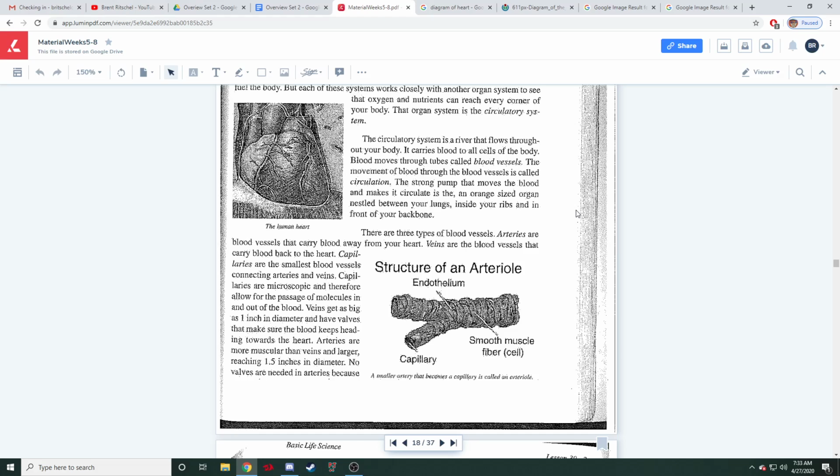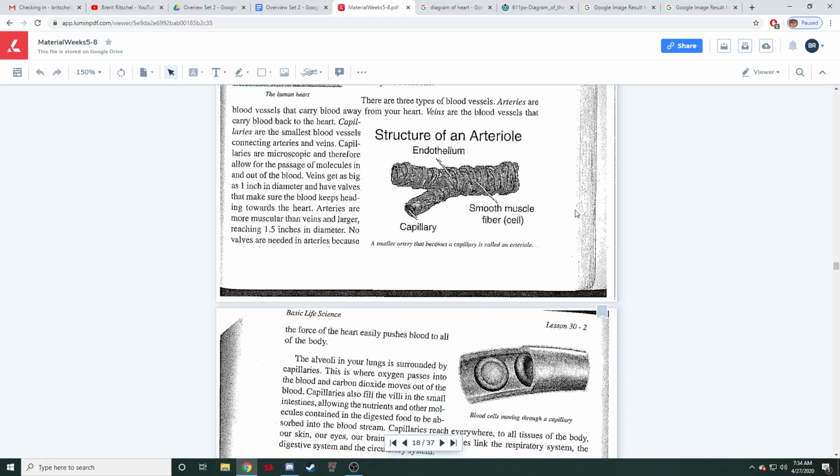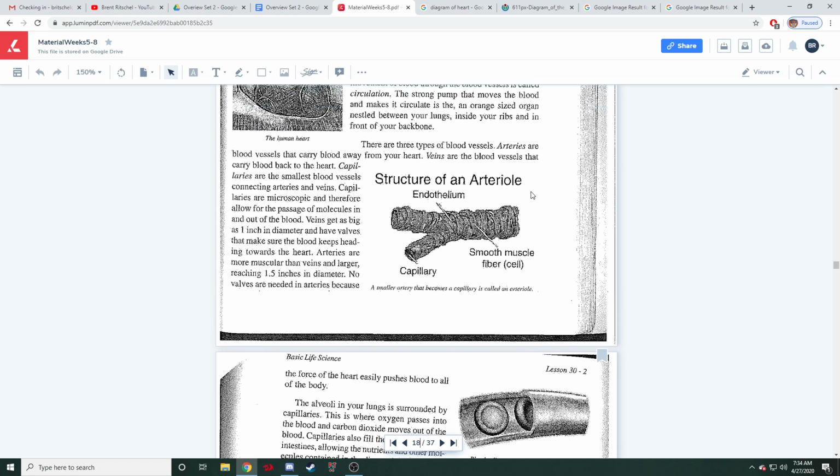Veins get as big as 1 inch in diameter and have valves that make sure the blood keeps heading towards the heart. Arteries are more muscular than veins and larger, reaching 1.5 inches in diameter. No valves are needed in arteries because the force of the heart easily pushes blood to all of the body. So here we have the structure of an arteriole, endothelium, capillary, smooth muscle, fiber cell. Pretty cool diagram. Please make sure to check that out.